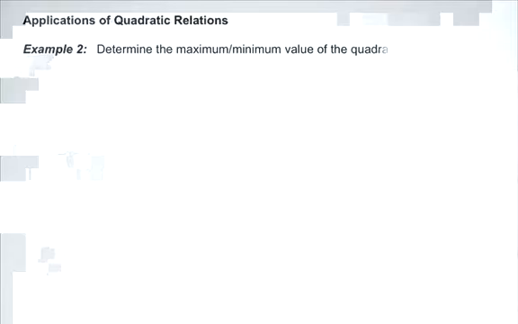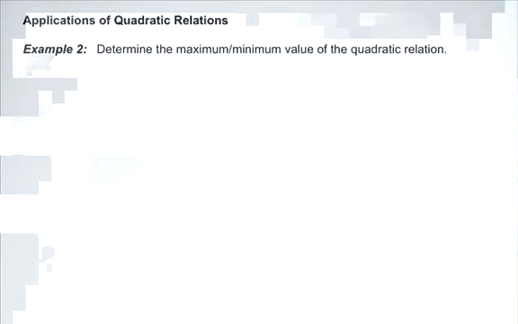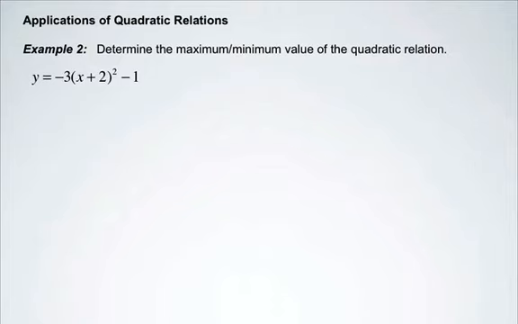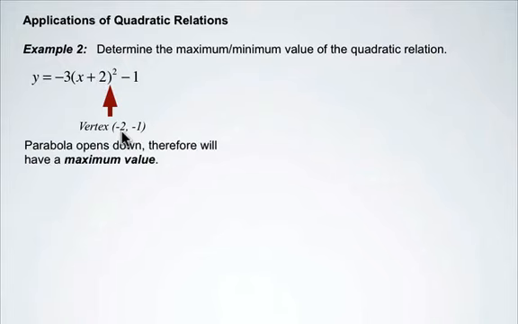Let's look at a second example. We'll determine the maximum or minimum value of the quadratic relation y equals -3 times (x plus 2) squared minus 1. The vertex here is (-2, -1), because our k is -1 and our h is -2. The parabola opens down because of the negative on the a value. Therefore, it will have a maximum value. The maximum value is -1 when x is -2. This is the coordinates of the vertex.